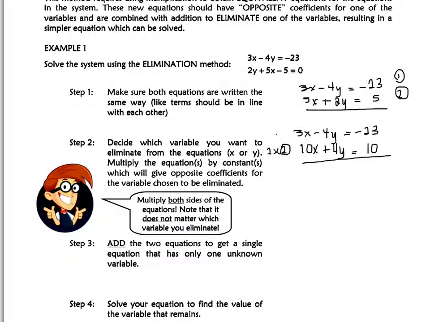So the next step would be to add those two lines together. Basically add your x terms, 3x and 10x is going to be 13x. And then if you add the y terms, they're going to cancel each other out, so there's no y's left. And then if you add the constants, negative 23 and 10, you're going to get negative 13.